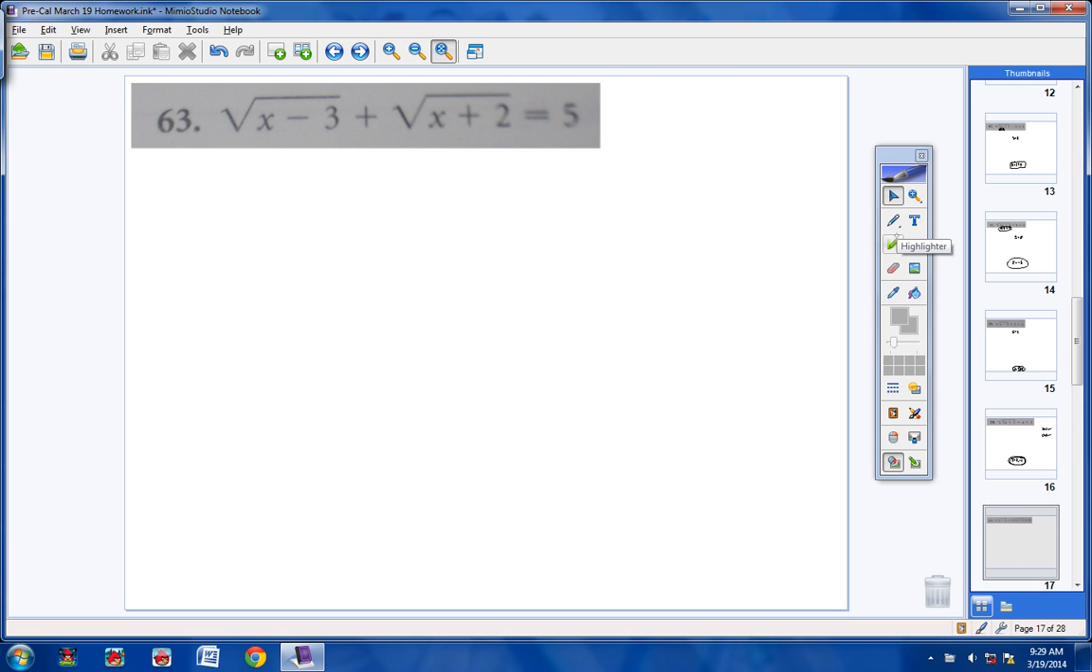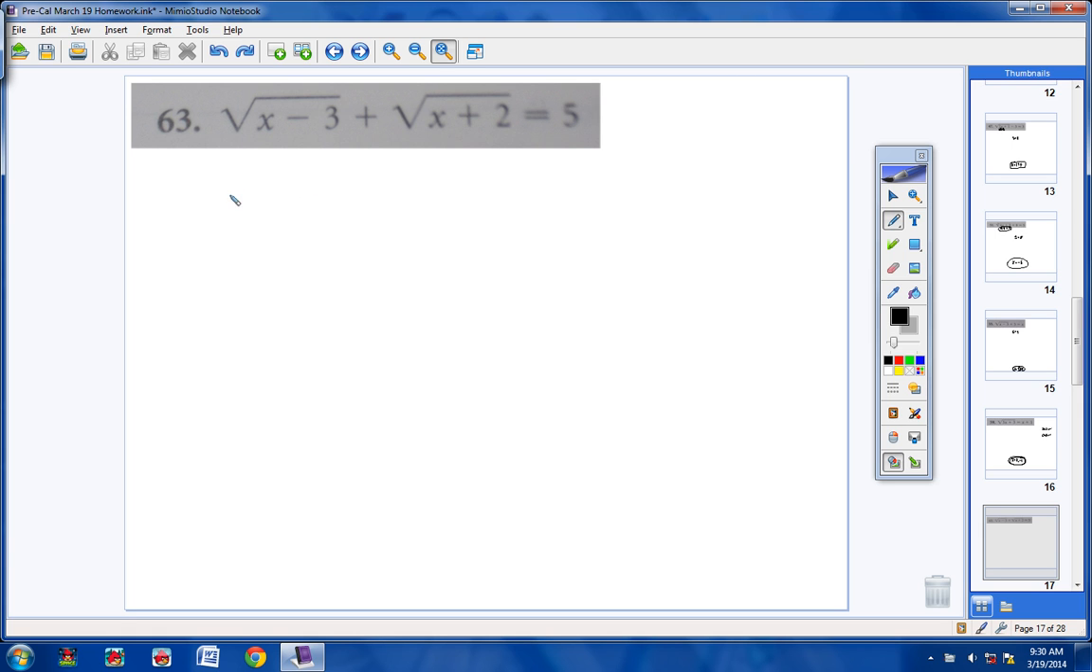Now in number 63, do notice that we have two radicals to get rid of, okay? In this case, there's a positive sign here in front of this radical. I don't care if you move this radical over and make it 5 minus square root of x minus 3, or if you move this positive radical over here and make it 5 minus this radical. It really doesn't matter to me. I usually, just out of habit, move this radical over. But anyways, you want to get one of the radicals by themselves. There's really no right or wrong way to do this.